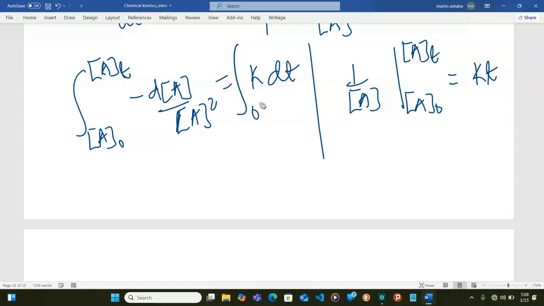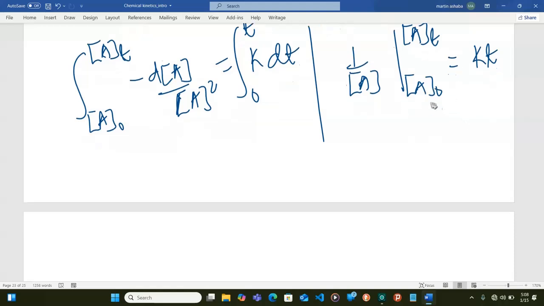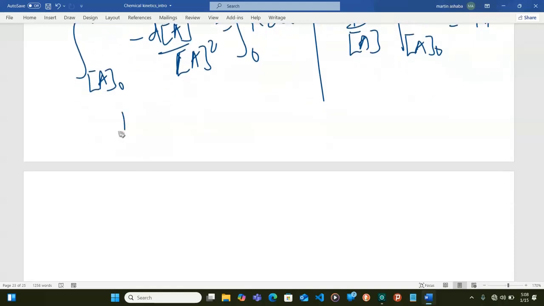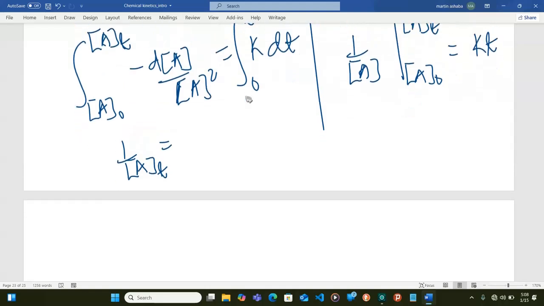Obviously, this was to integrate from 0. And here, this is what is going to happen. I'm going to have 1 out of the concentration after time t. Then this is going to be minus, so I'll just take it to the other side and it becomes 1 divided by the concentration of A at t equal to 0 plus kt.